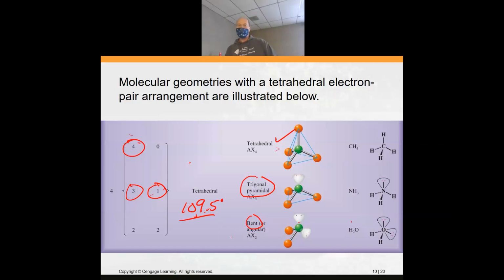So bent does not tell you the bond angle. The bond angle is from your number of directions. Once you have your tetrahedral, you have your bond angle, 109.5. Then you put in your lone pairs to see if you have a trigonal pyramidal or a bent molecular geometry.